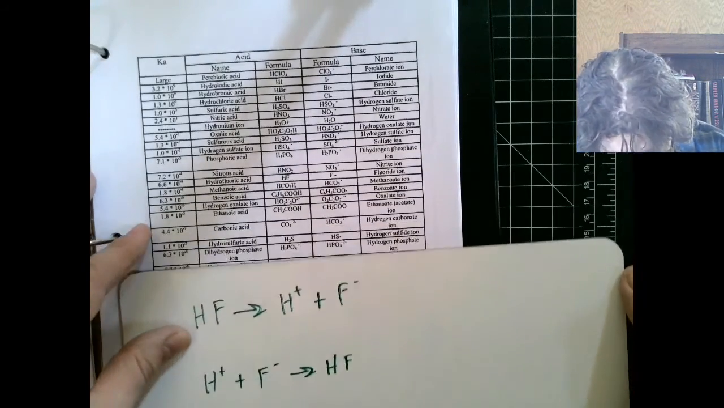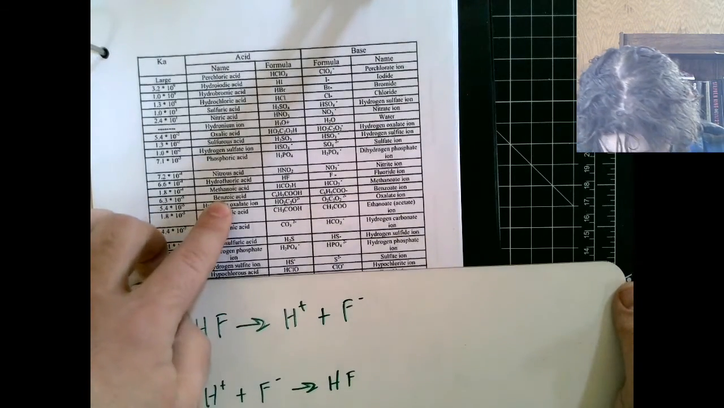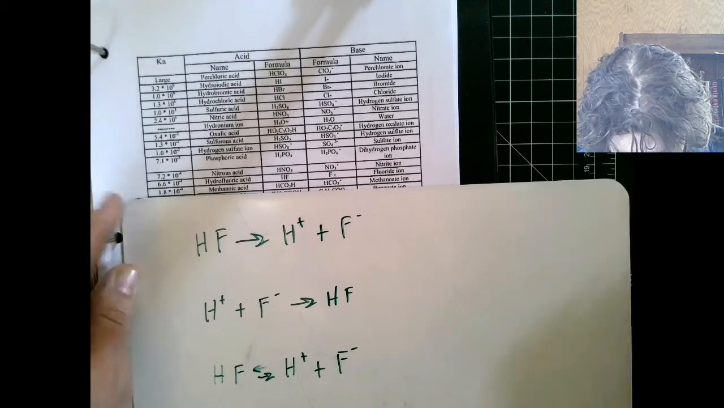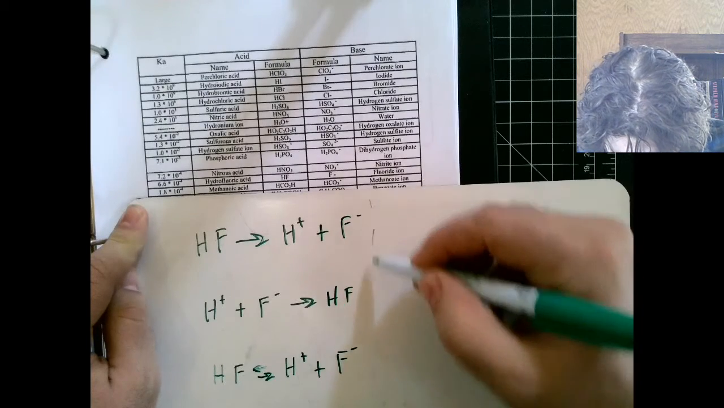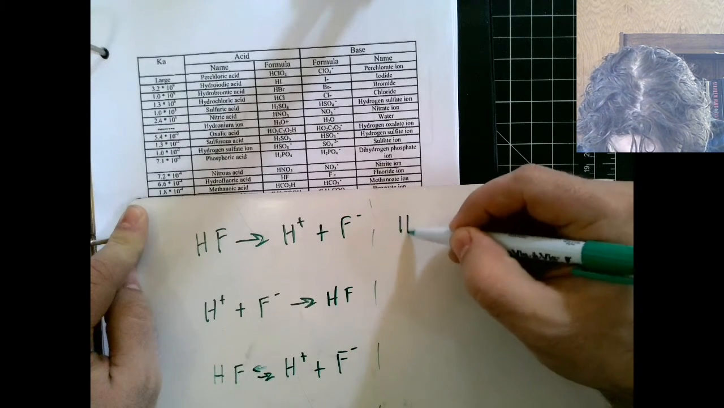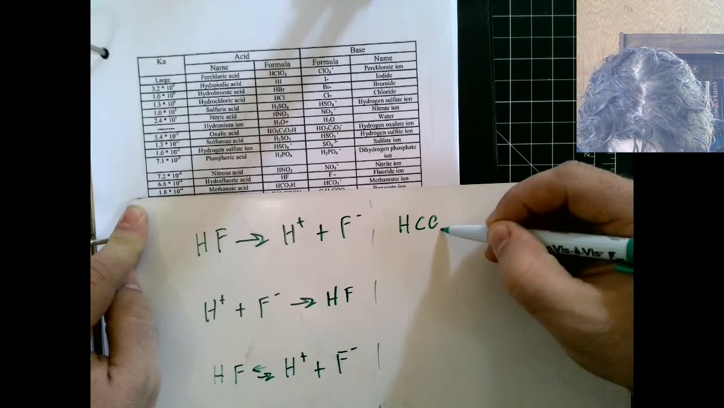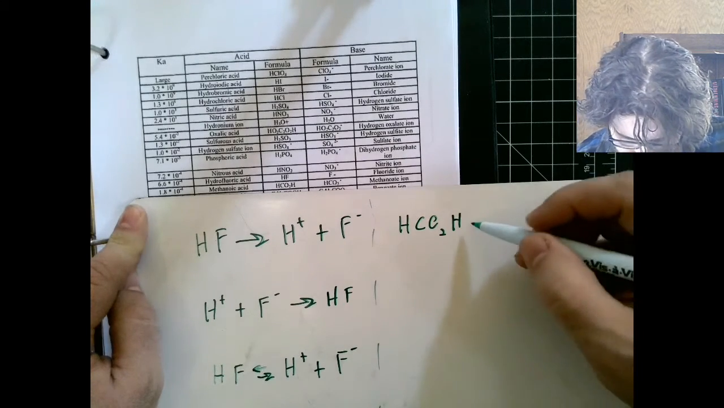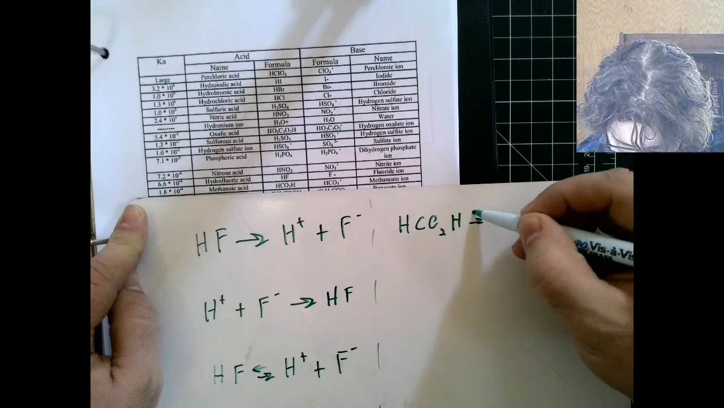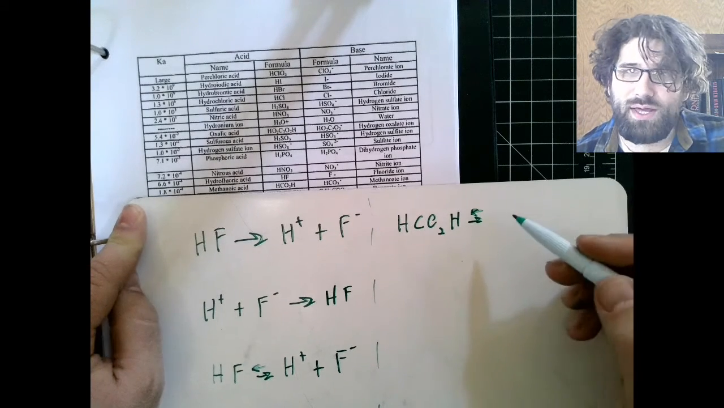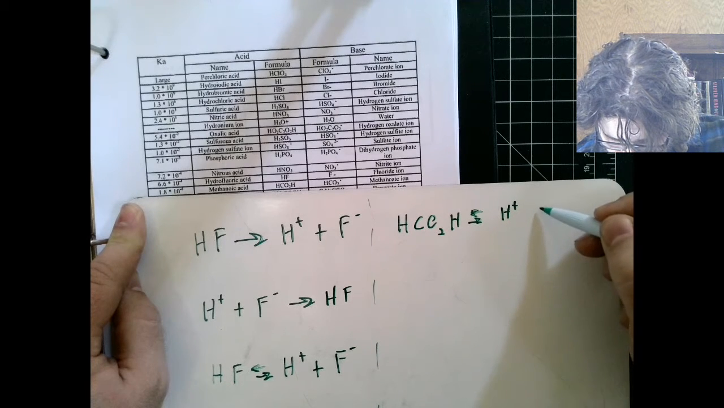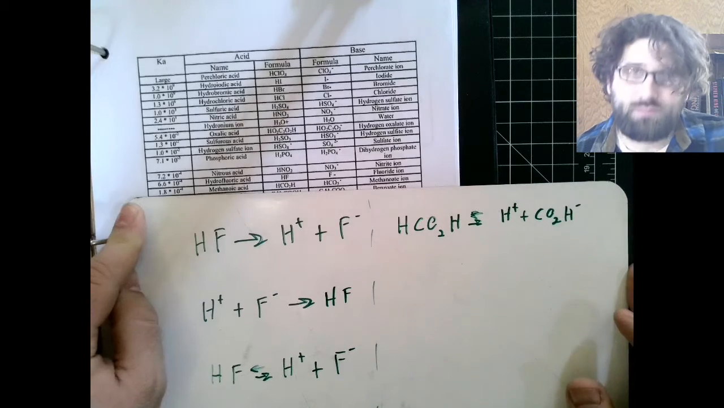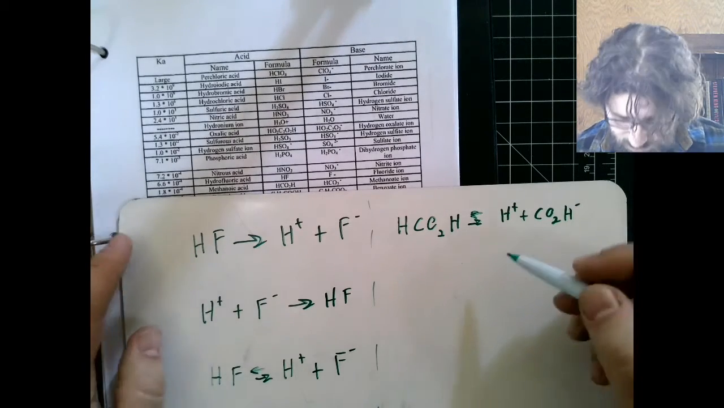But then something like, how about methanoic acid? I like that one. Let's do that one. Methanoic acid. So that's going to have the same thing. Let's draw a dotted line here, and then it's going to be HCO2H. So when that disassociates, it's going to have an equilibrium going both ways, and it's going to break up into an H plus and a CO2H minus. Okay? So we could figure out the constant for that reaction as well.